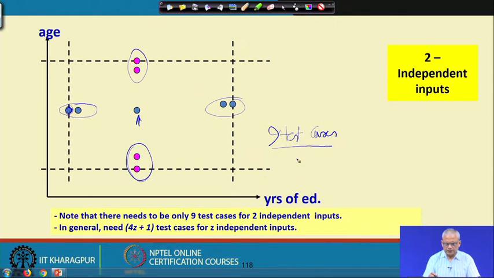and we can represent it as 4 z, where z is the number of parameters plus 1, because for every boundary we have 4 and 1 representative value here, and similarly for the other one 4 the boundary and 1 representative value, and therefore, we will have 4 z plus 1, which is the number of test cases required.